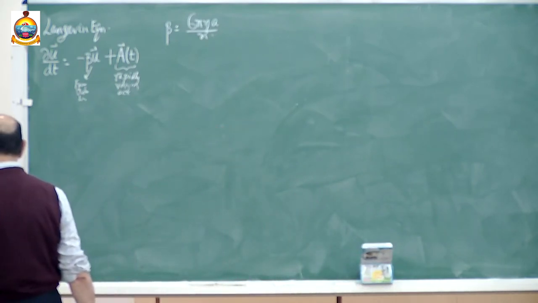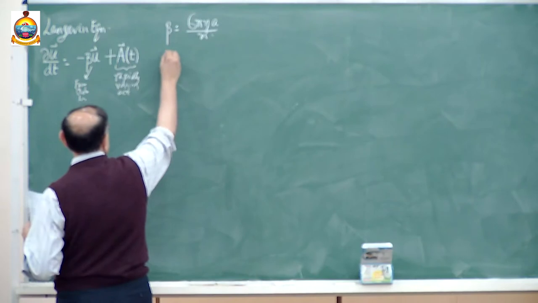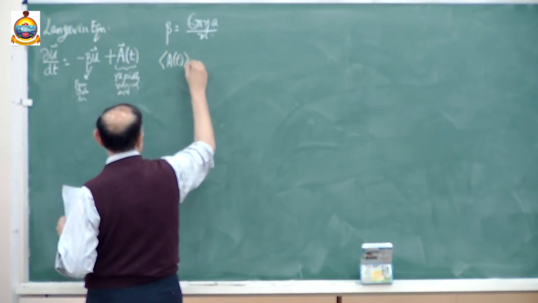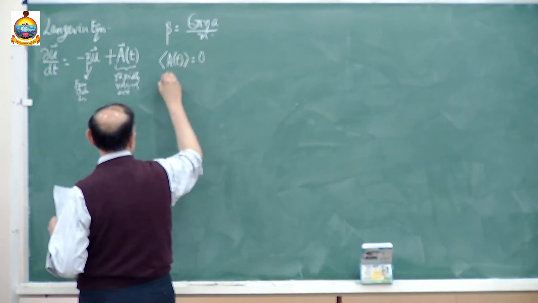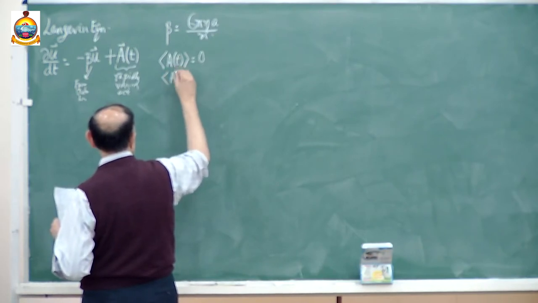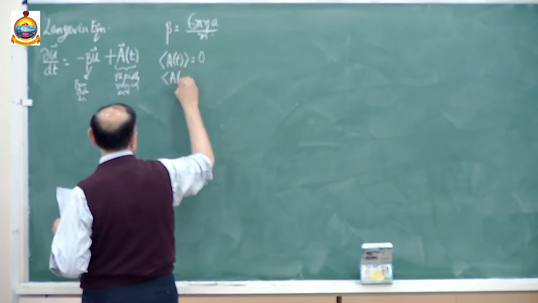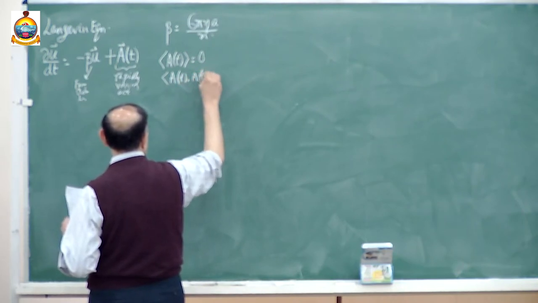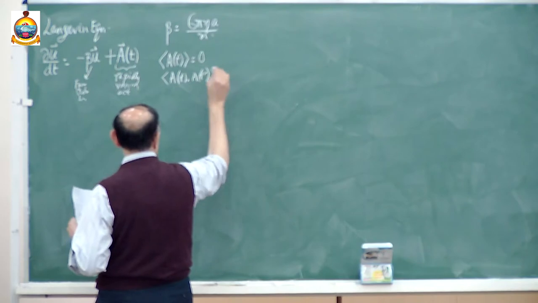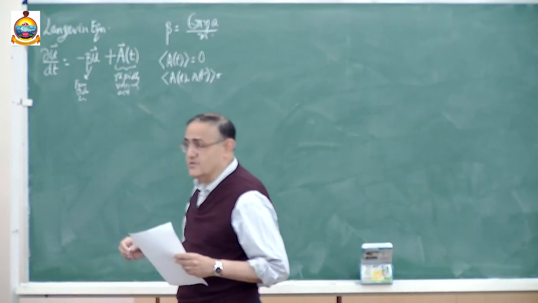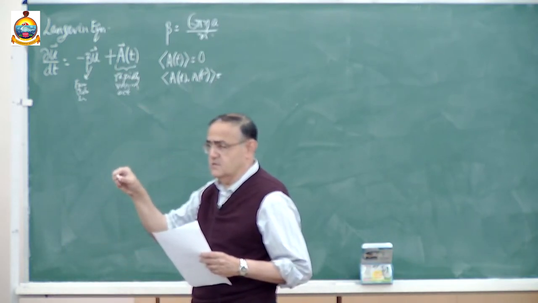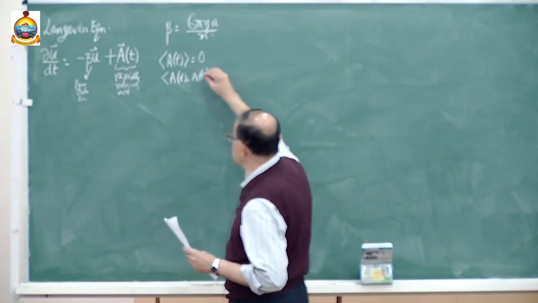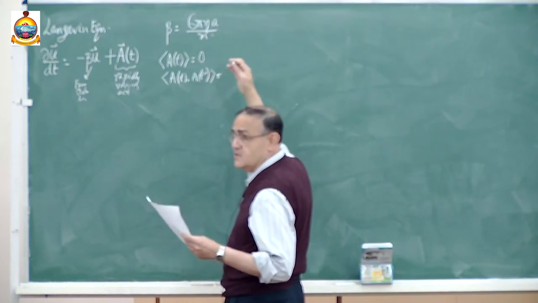All right. Now, what were the properties of A? We assume that the average of A is 0, and the correlation of A of t dot A of t prime is, because it is rapid and we are looking at these rather large time scales, uncorrelated. This is a very good approximation.